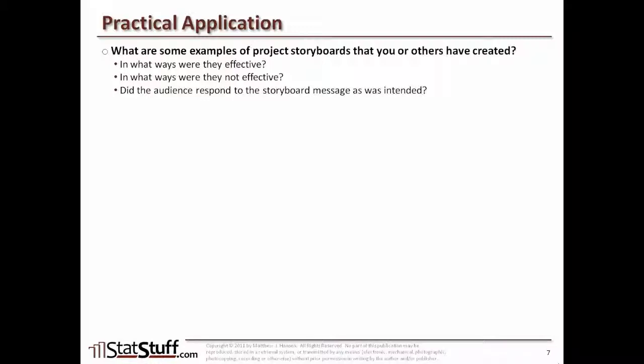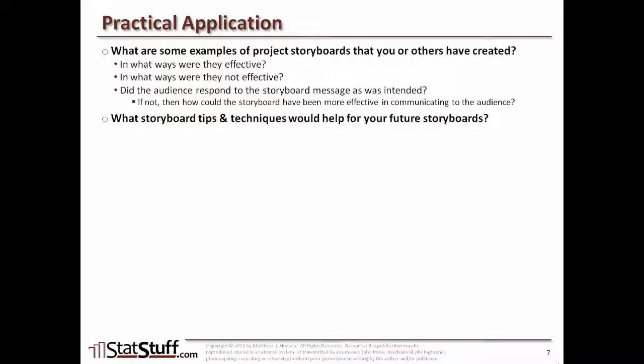That is, if they were looking for buy-in, did they actually buy into the message? Or did you find that the audience was having difficulty understanding something that was communicated in the storyboard and there was some gap in how it was communicated? If so, how could that storyboard have been more effective in communicating to that audience? And then finally, what are some of the storyboard tips or techniques, either that we showed today or in the other examples that were provided, that you think might be helpful in your future storyboards? Well, that wraps up this lesson.